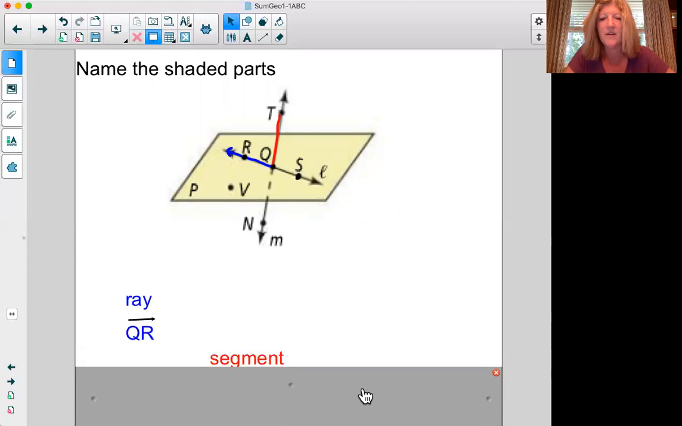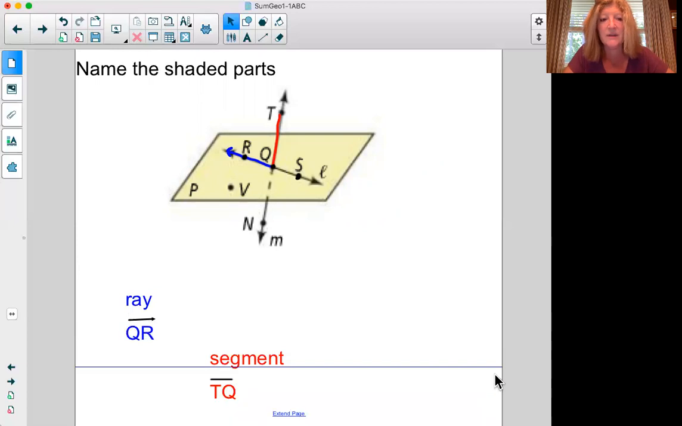What about red? The red is a segment, so we have to name it using the endpoints. We can either name it TQ or we could have named it QT with the segment symbol above.